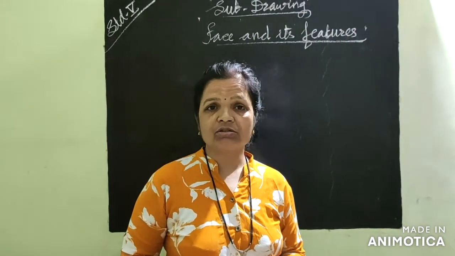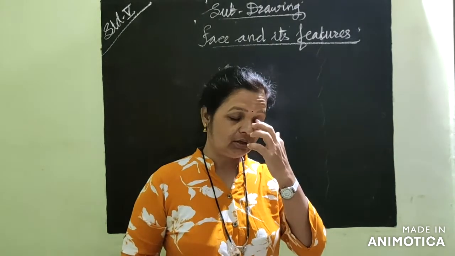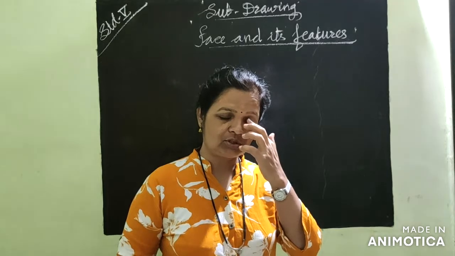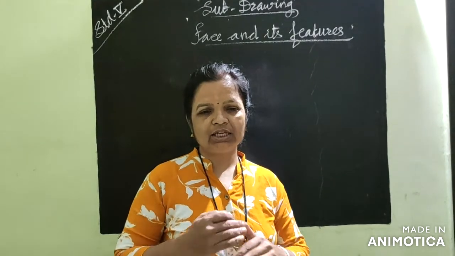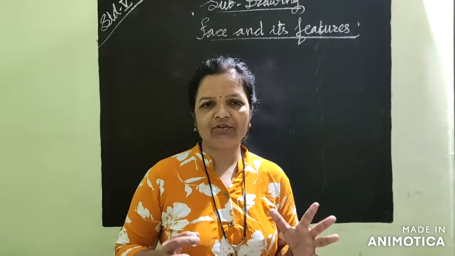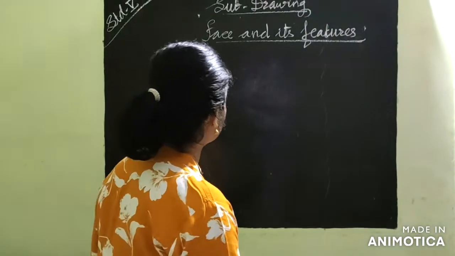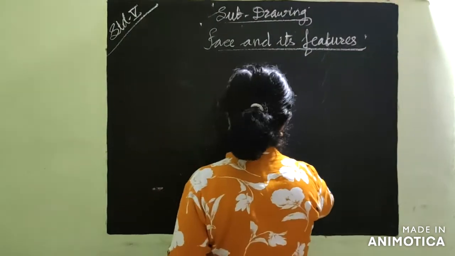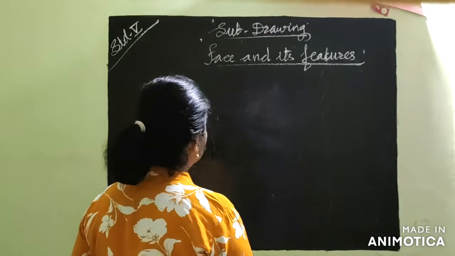What are the proportions? The face has a nose, eyes, lips, four or five parts, and they are all proportionate to each other. That's why we look so nice. You know that. So what are the proportions? Let's see the blackboard. For that, draw a big oval shape.